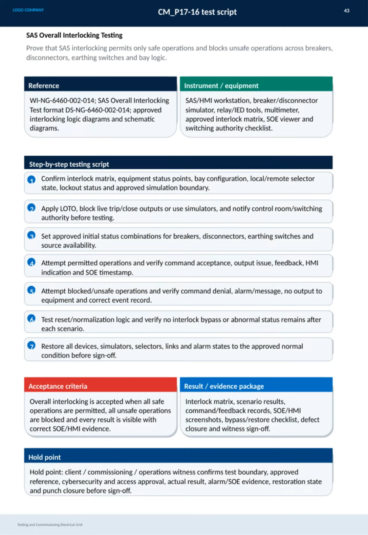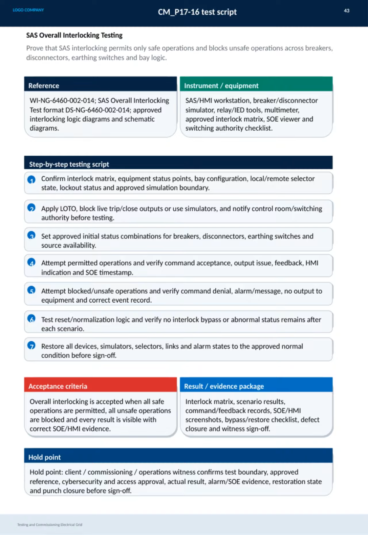On this final slide, we focus on the SAS overall interlocking testing, which ensures safe operation across all breakers, disconnectors, earthing switches, and bay logic. The key objective here is to prove that the interlocking system allows only safe operations and effectively blocks any unsafe commands. We follow a detailed step-by-step testing script, starting with confirming the interlock matrix, equipment status, and configuration settings.